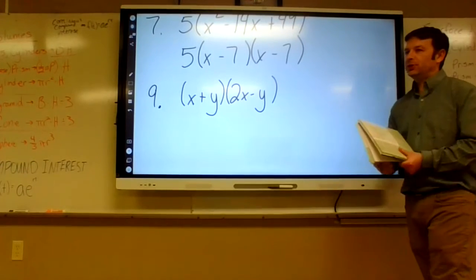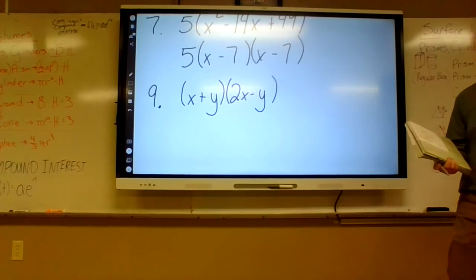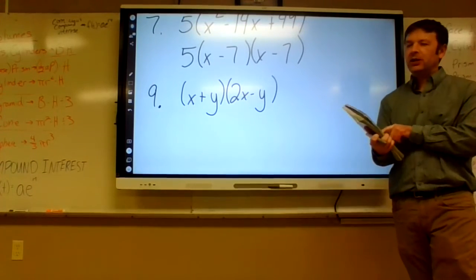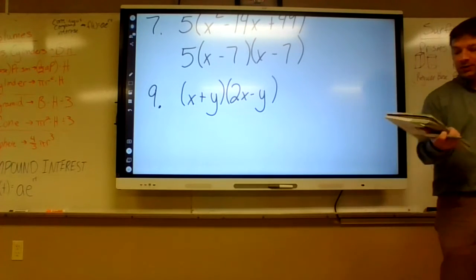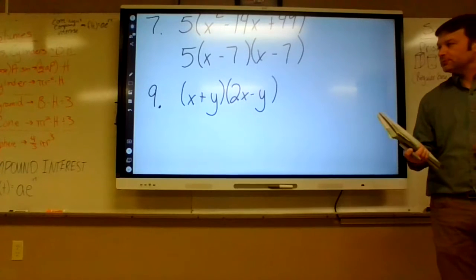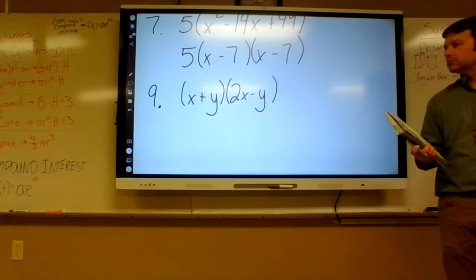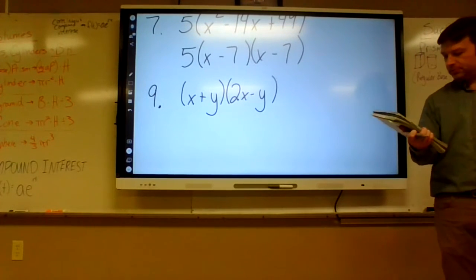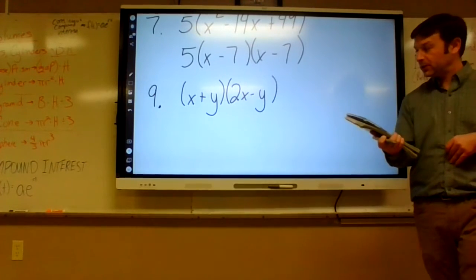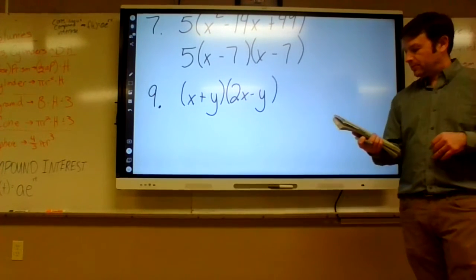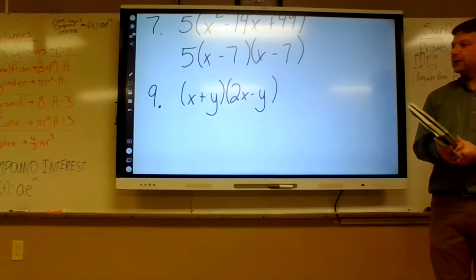This method only works if both parentheses in the original are identical. So they both have to say 2x minus y or whatever for this to actually work. So that's how it would be on 13. 9 through 14 are all kind of like this.